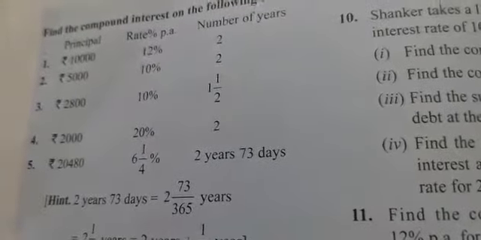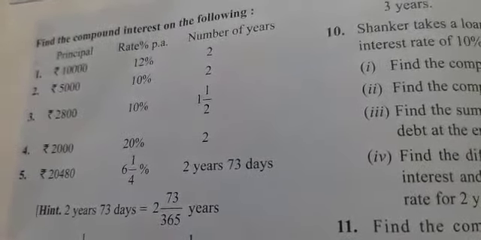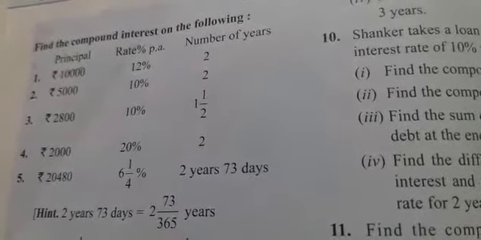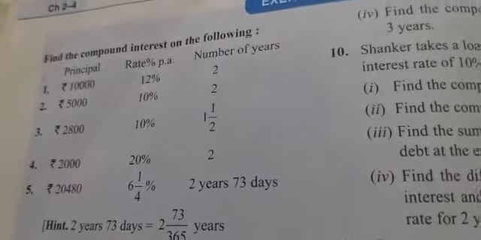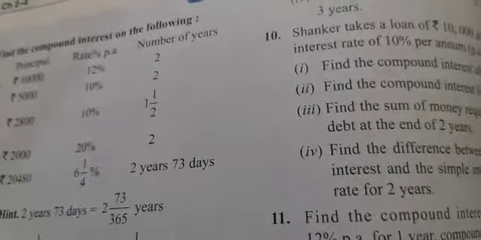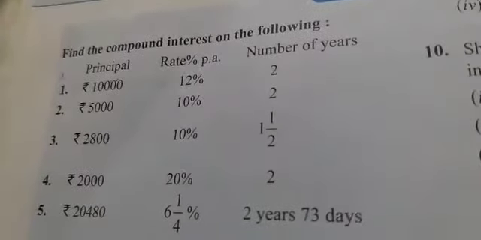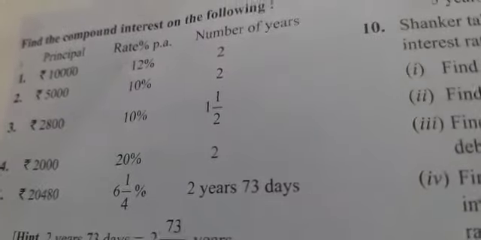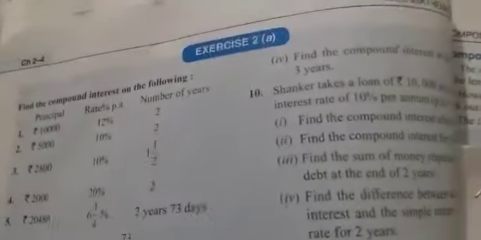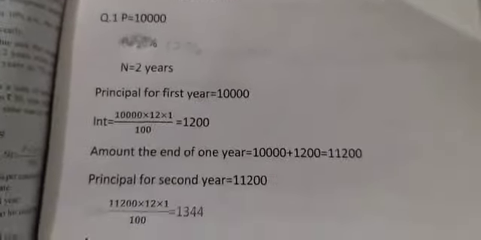Now let us consider an example from our exercise. Here you see the principal is 10,000, rate is 12% per annum. Per annum means per year, payable yearly, and the time is 2 years. So let us do it by year by year calculation.